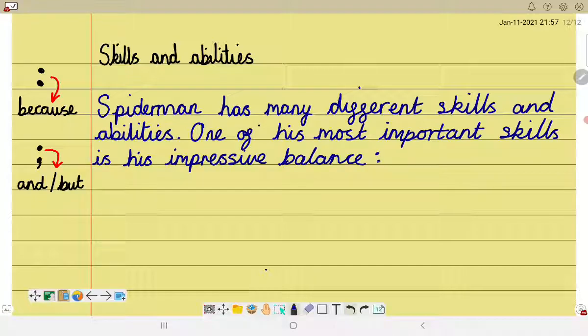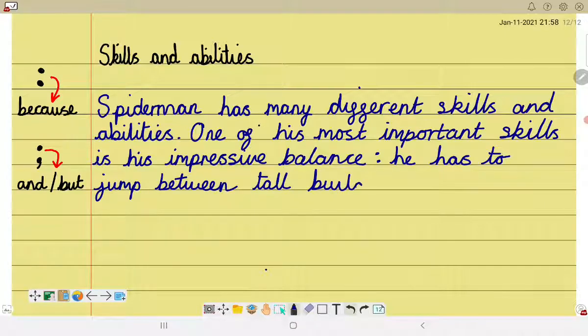So my colon in, and then I'm going to think about what I'm going to write so that it would make sense. So one of his most important skills is his impressive balance because he has to jump between tall buildings. Okay, full stop. And I'm happy that this makes sense, and that the bit before the colon makes sense and the bit after the colon makes sense. I'm just going to tick that off to show that I have used a colon already.